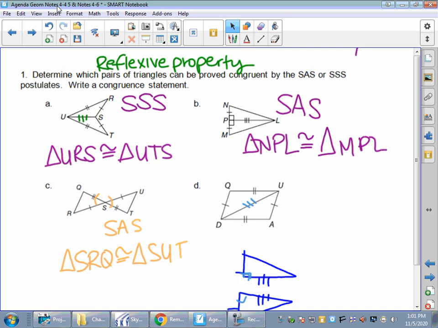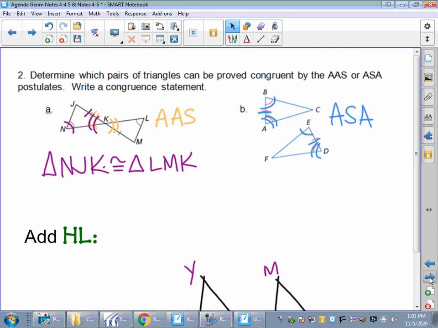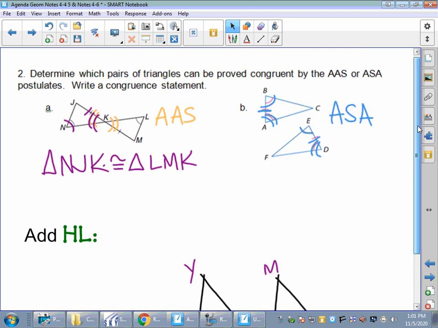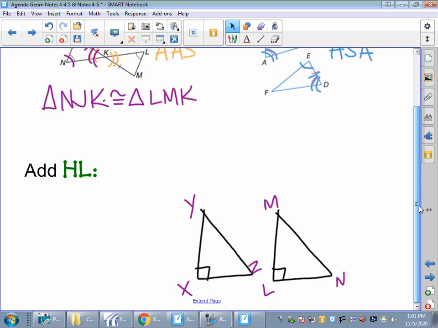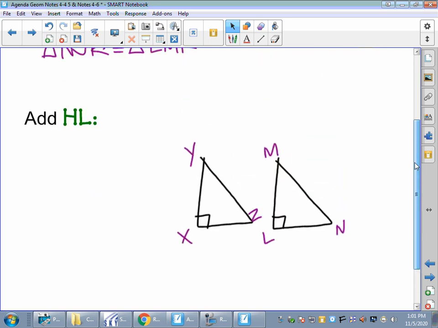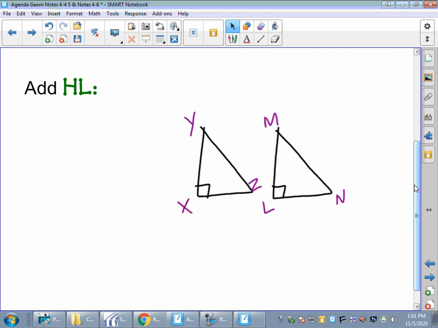Notice, all these examples that we went through and said why they're congruent. There are two parts to these problems. Give me a congruent statement, so the actual triangle that's congruent to the other. Also tell me the reason: side, side, side, side angle side. Well, we are missing one reason, and I don't know if you noticed that. Somewhere in your 4.4 and 4.5 notes, or on a sticky note, there's one more reason.